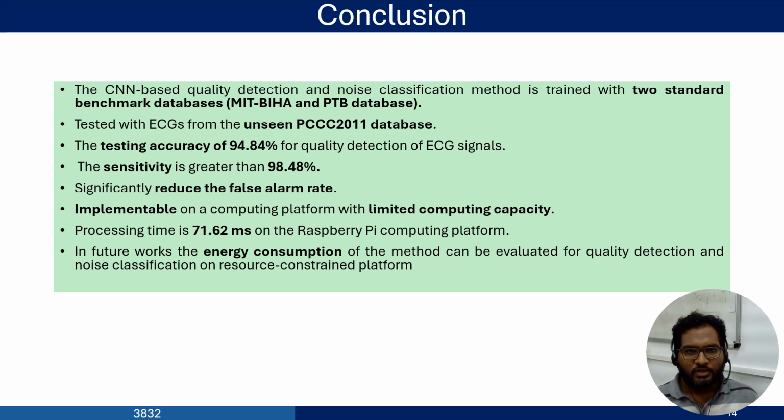Finally, we conclude that our CNN model is trained with two standard benchmark databases, the MIT-BIH Arrhythmia and PTB database, and it is tested with the unseen PhysioNet Challenge 2011 database, and the testing accuracy is 94.84% for quality detection of ECG signal and noise classification. The sensitivity for most of the noisy segments is 98.48%, and this model can significantly reduce the false alarm rate and is implementable on limited computing capacity platforms, with a processing time of 71.62 milliseconds on the Raspberry Pi computing platform.